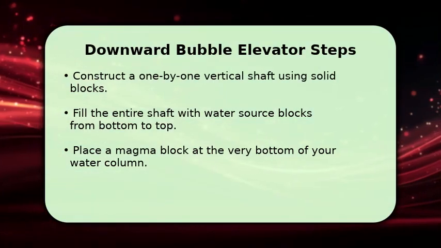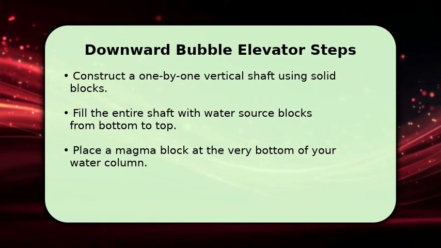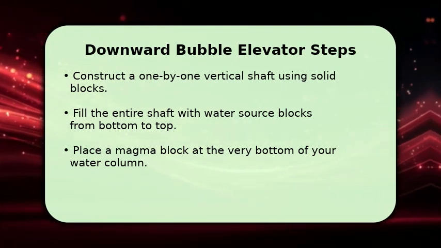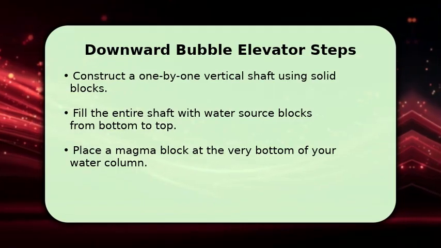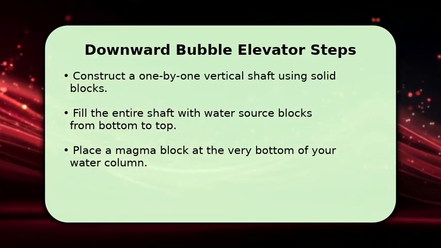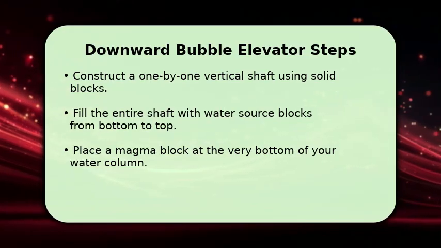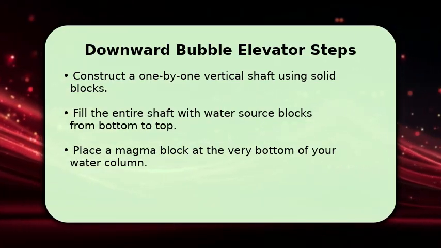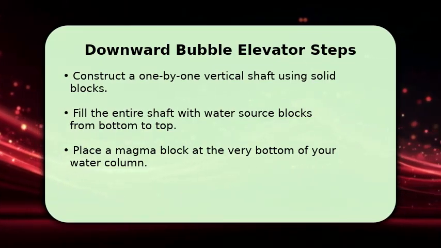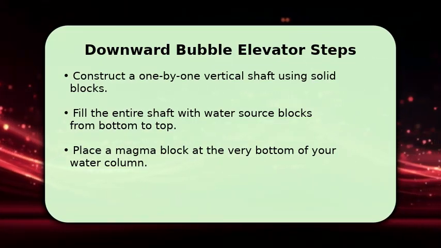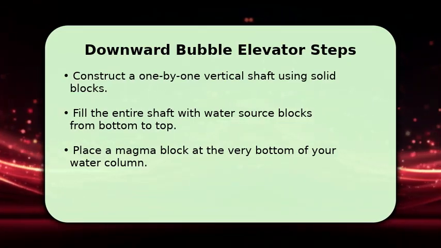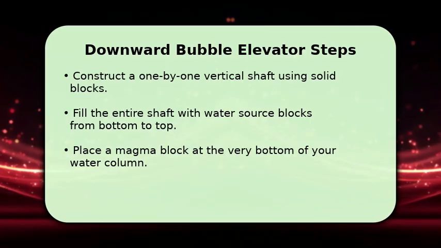For a downward bubble elevator, the initial setup is quite similar. Start by building a 1x1 vertical shaft, again using solid blocks, and ensure it is at least 2 blocks tall. Just like before, fill the entire column with water, making certain that every single block is a water source. The crucial difference here is to place a magma block at the very bottom of your water column. This will generate a strong downward current, pulling you swiftly to the bottom.